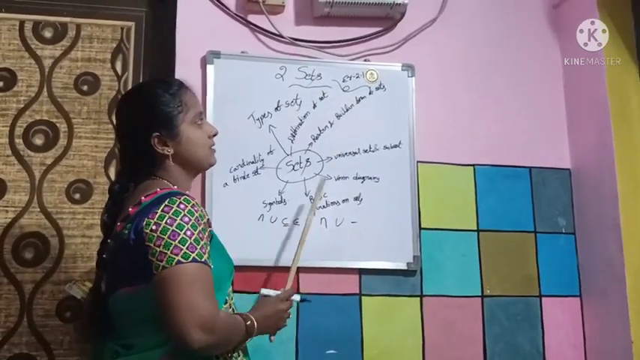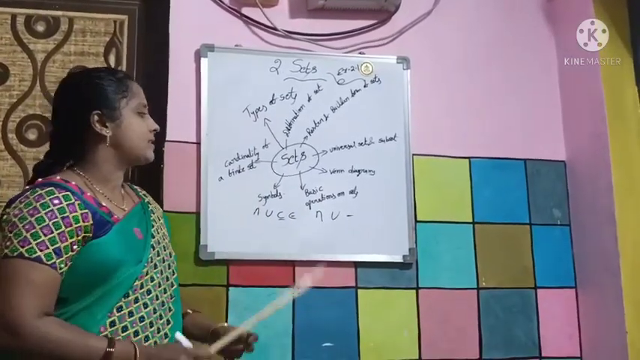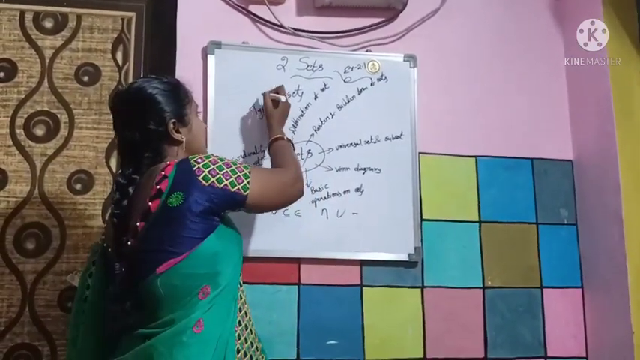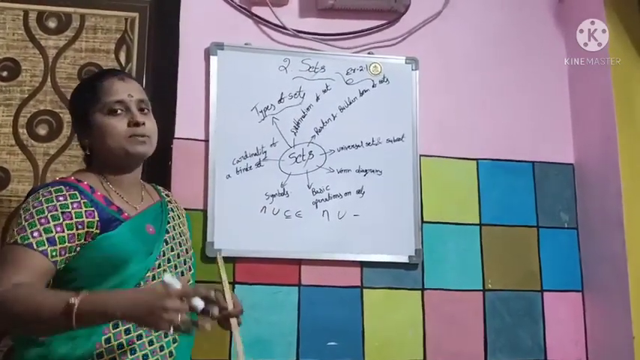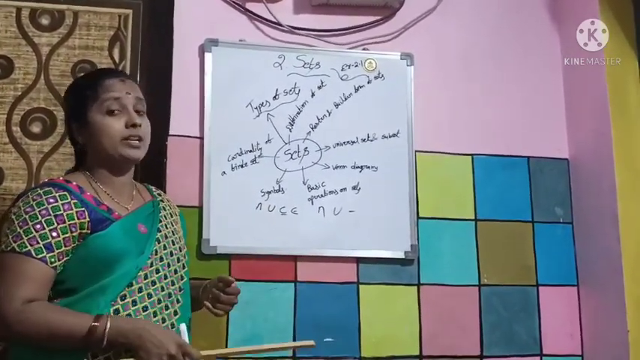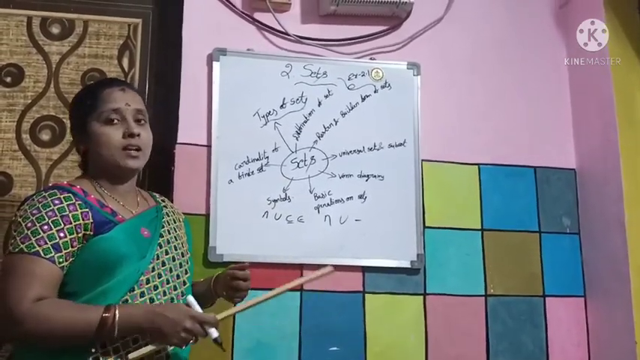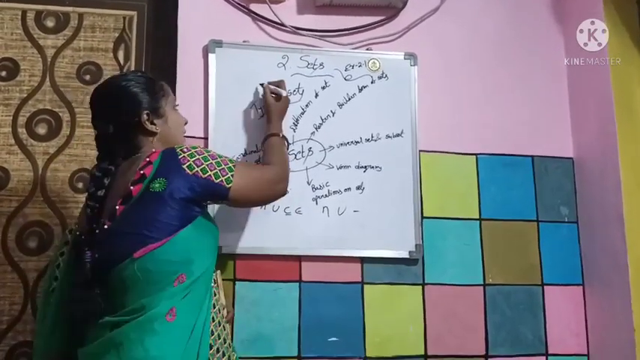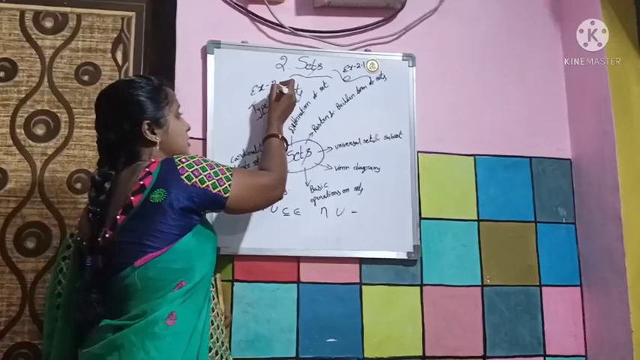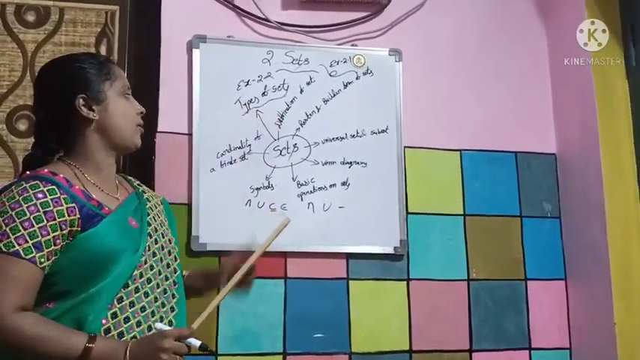These 2 topics cover exercise 2.1. Next, the second exercise covers the types of sets. Types of sets means finite sets, infinite sets, universal sets. Next, empty sets. These are the types of sets. We cover them in exercise 2.2.